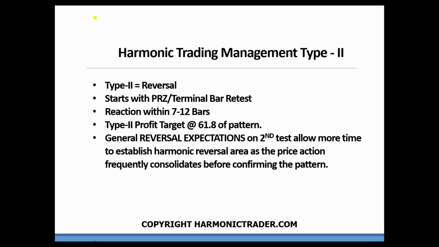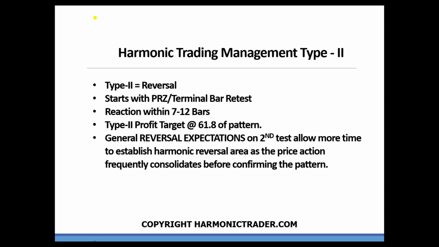The harmonic trading management type 2 is all about the reversal. Look for a secondary retest and expect a larger reversal from that pattern confirmation. It starts with looking at the retest of the potential reversal zone as well as the initial terminal bar. We'll look at some examples here in a minute, but the critical expectation is that this is going to take longer. So we might see a reaction at that retest of 7 to 10 bars where there's a consolidation required, but we also expect a larger profit target as high as the 618 level of the pattern.